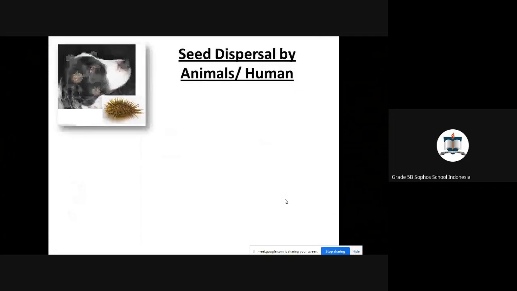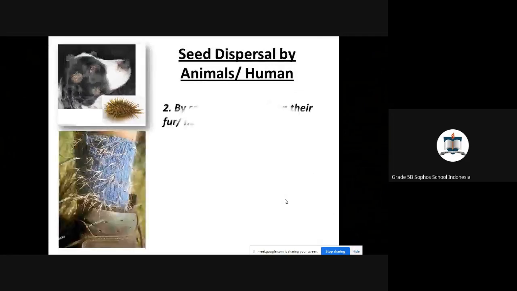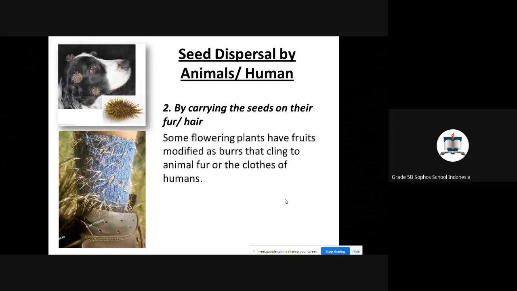The second way to disperse seeds is by sticking to the animal's fur. As you see here, some animals like dogs like to play outside, and when they get back home, they will bring some strange things on their fur, like this. And also, if we go to the field, then when we check our socks afterward, you can see that some seeds will stick on our socks like this.